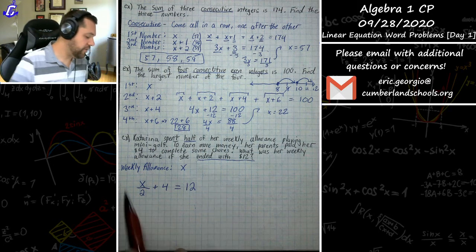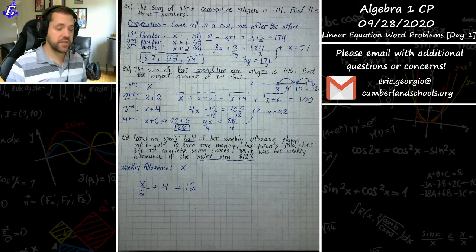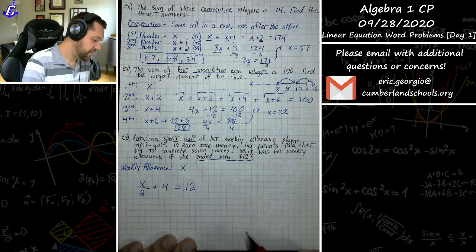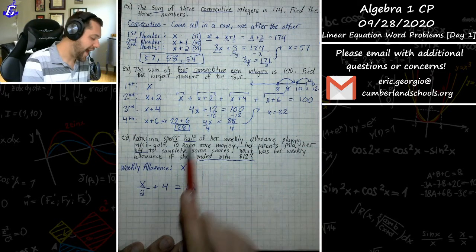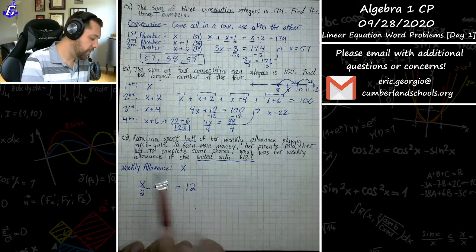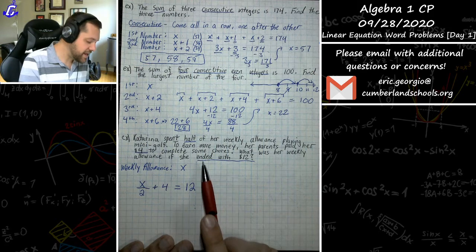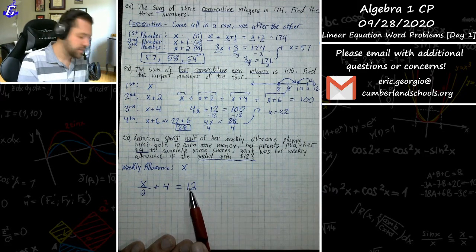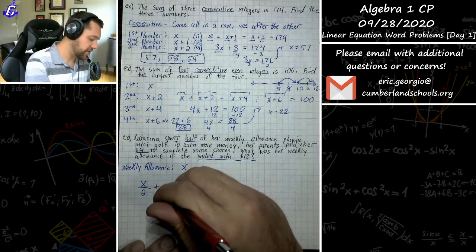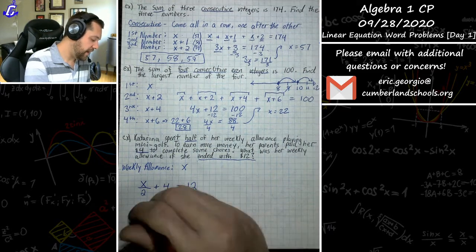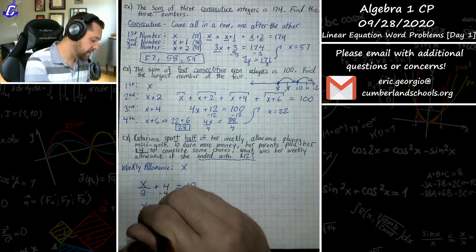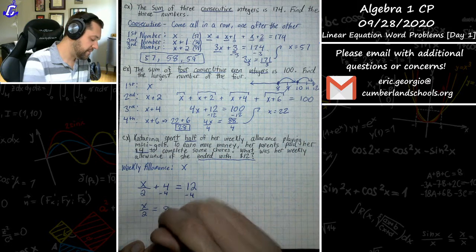So now I would go forward from here. This is a 2-step equation, and I can go ahead and solve, right? Notice again, some keywords that we're pulling out is spent half of her weekly allowance, paid 4 additional dollars, and ended with 12 equals 12. I can solve this by subtracting 4 from both sides. I get x divided by 2 is equal to 12 minus 4 is 8.